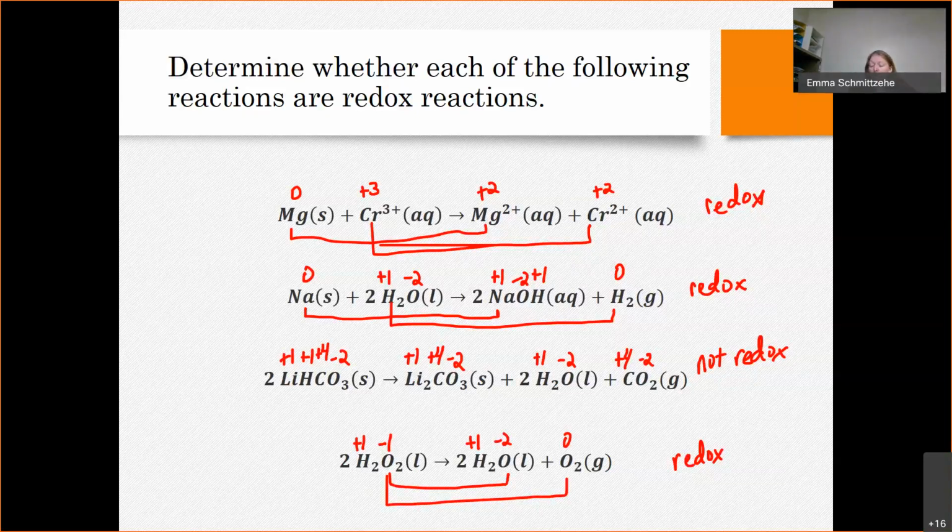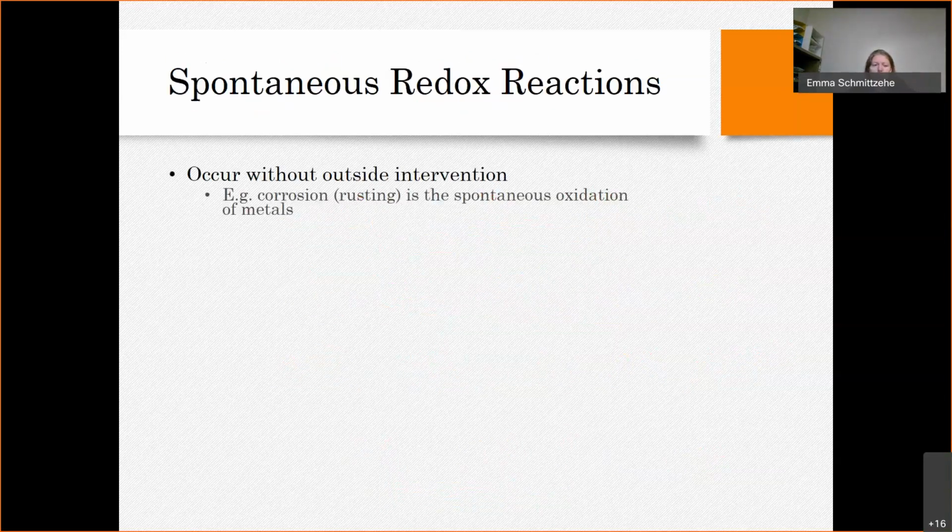Now, let's move on to where redox reactions are used, okay? And before we get into the actual application, it is good for you to know one other term, and that's whether something is spontaneous or not. So when we use the term spontaneous, whether it's with respect to a redox reaction or any other reaction, remember that this is something that occurs on its own without outside intervention, okay?